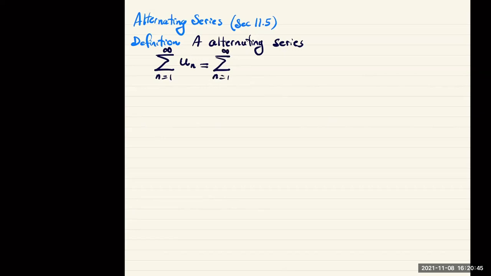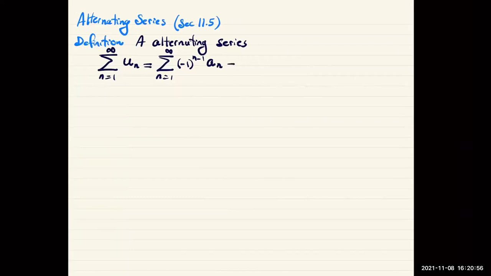Which can be written as -1 to the n minus 1 times some a sub n. So if I expand this, when n is equal to 1, you get -1 to the power of 0, which is positive. You get positive a1. Next term will be -1 to the power of 1. That would be a negative a2, and then plus a3, minus a4, and so on.